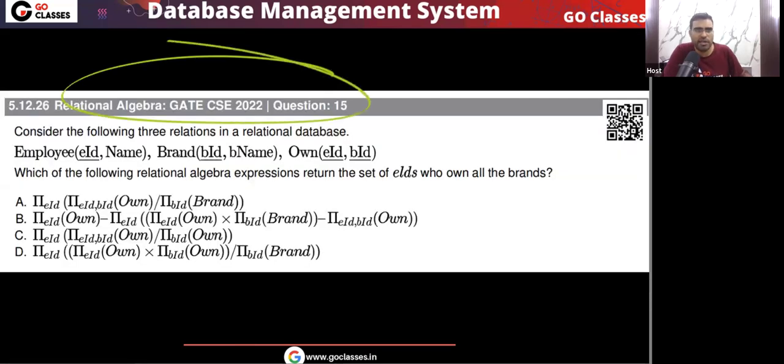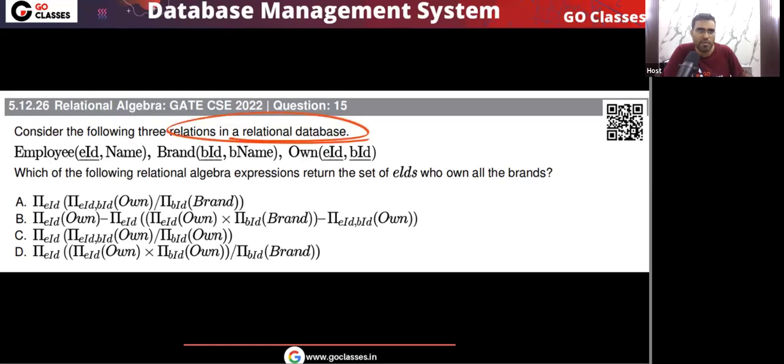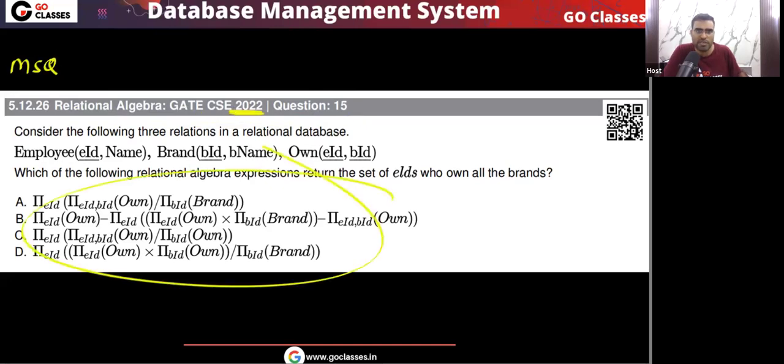Let's solve this GATE 2022 question. This is another question based on the division operation. This is a very simple question. See, consider the following three relations in a relational database: employee relation, brand relation, and own relation. Let me tell you, this is an MSQ question in 2022. Multiple options can be correct.